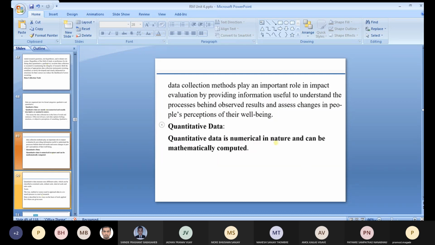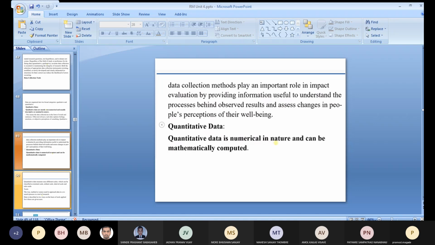The data collection methods play an important role in impact evaluation by providing information useful to understand the process behind the observed result. So process done. On the basis of that, we'll have to maintain the quality. As Prashant said, we have to maintain the R&D. So that will be the observed result, we can say. And whatever changes we have to make, on the basis of that only. So that we call qualitative data.